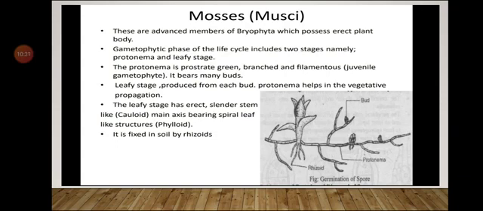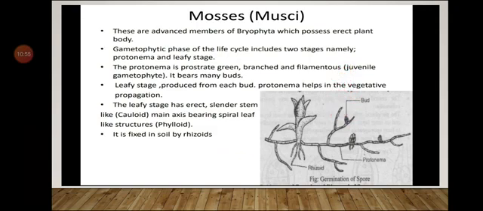The other name for mosses is Musci. These are advanced members of bryophytes. As we have studied the lower members of bryophytes, the last, mosses, are known as the higher, advanced members of bryophytes, which possess an erect plant body. You can see here erect, meaning straight plant body.